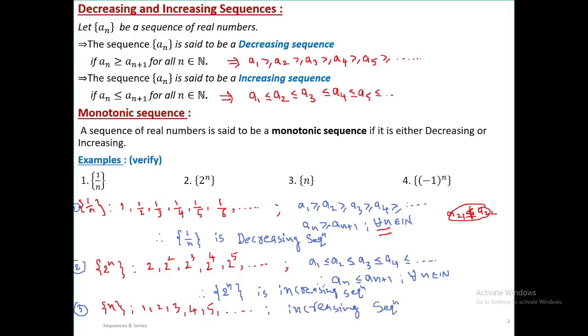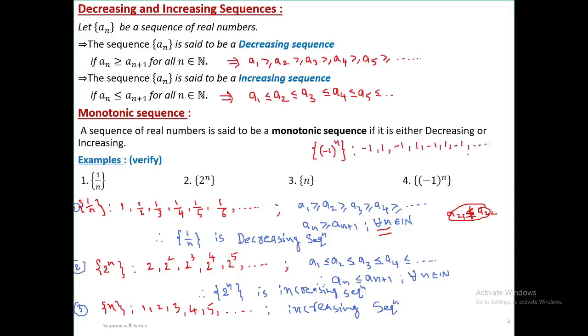What about the fourth one? Let me do the fourth one here itself. Look at the fourth one, which is minus 1 whole raised n. This is a sequence. A sequence always needs to be written in flower brackets. If you substitute n is 1, you will get minus 1, n is 2 gives 1, n is 3 gives minus 1, then 1, minus 1, and so on.